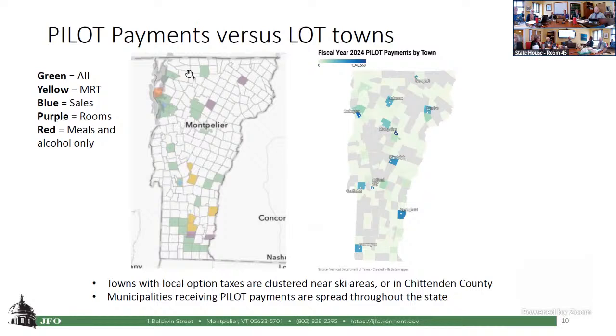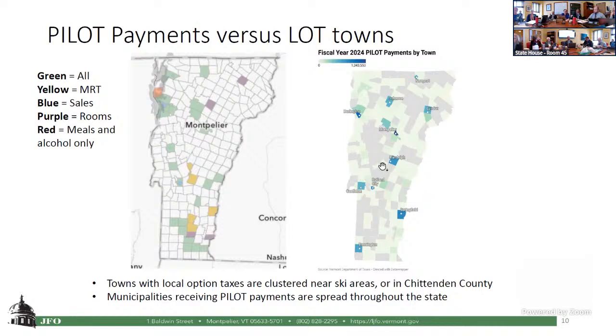So on the left, this is a snip directly from the Vermont Department of Taxes local option tax page. It shows all the town borders that are in green. Those have a local option tax on sales and meals and rooms taxes. Yellow is just the meals and rooms portion. There's a few blues in there, like Rutland City. Those are just sales. Purple are rooms, and then red is meals and alcohol only, which is South Hero. And so there are 34 towns with local option taxes.